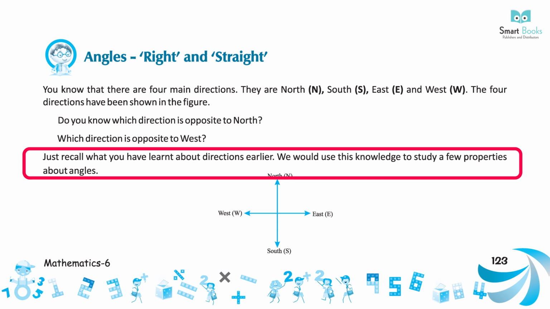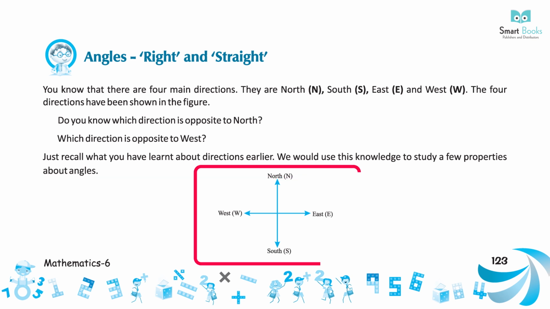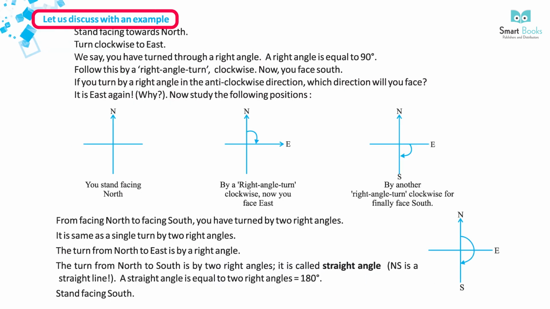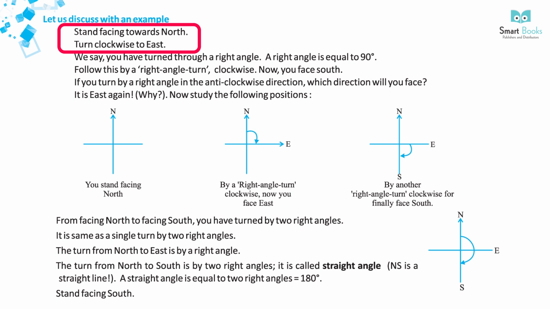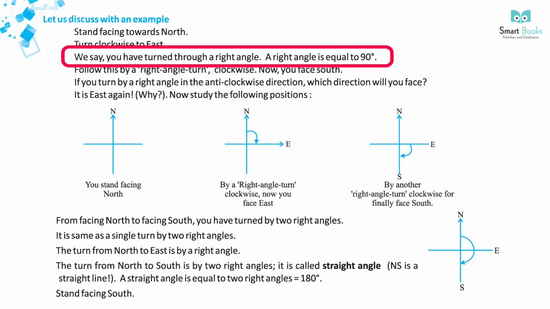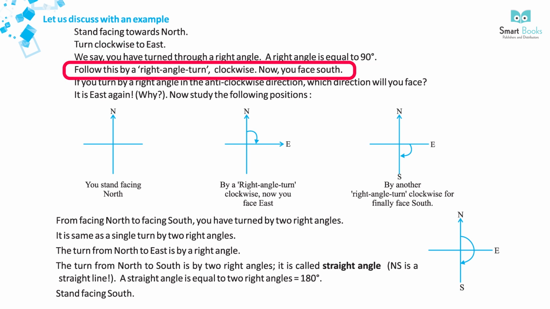We would use this knowledge to study a few properties about angles. East, west, north, south. Let us discuss with an example. Stand facing towards north. Turn clockwise to east. We say you have turned through a right angle. A right angle is equal to 90 degree. Follow this by a right angle turn clockwise, now you face south.